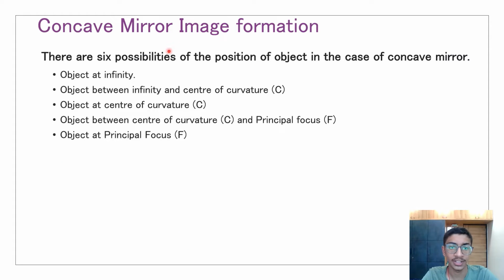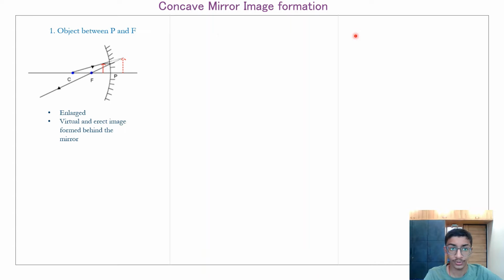Now we move on to the next. So, on the basis of position of object, there are 6 cases of image formation in concave mirror. Here we have the 6 possible cases. So here we go with the first case. In the first case, object is between P and F. When the object is between P and F, we will get a virtual and erect image behind the mirror and the image will be enlarged.